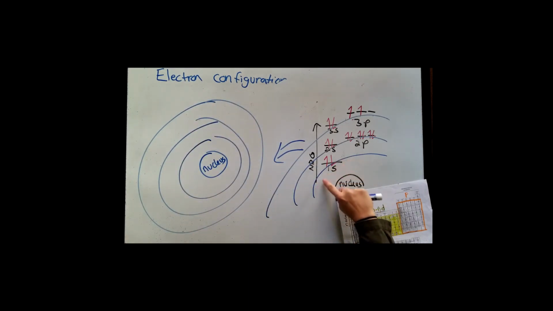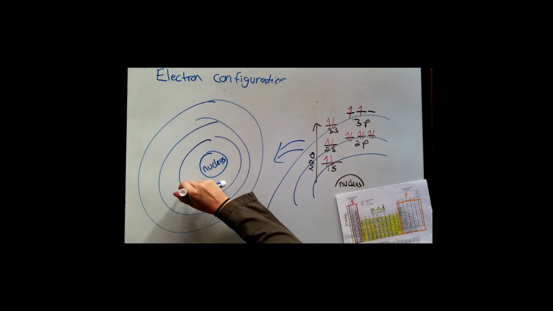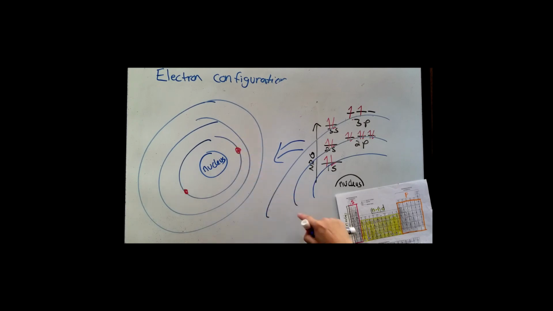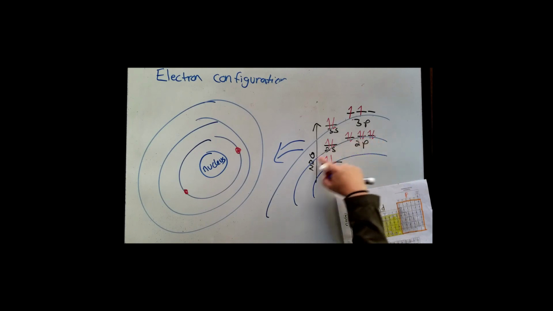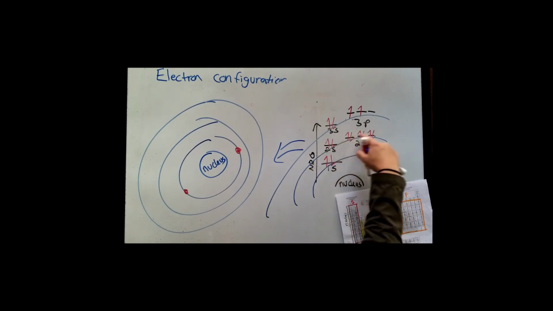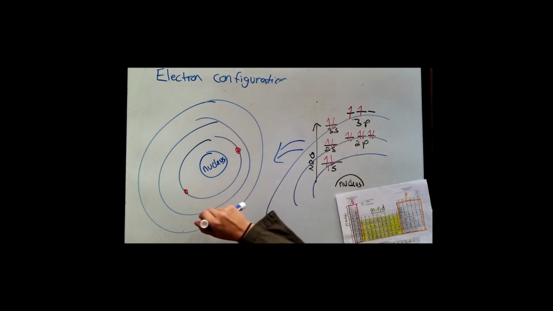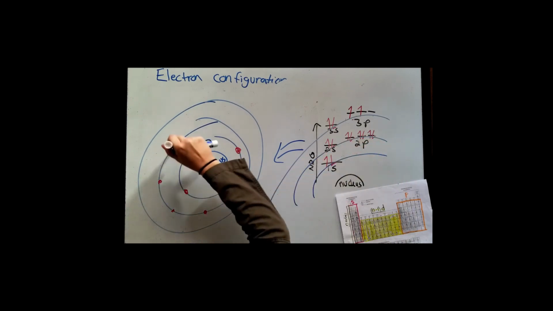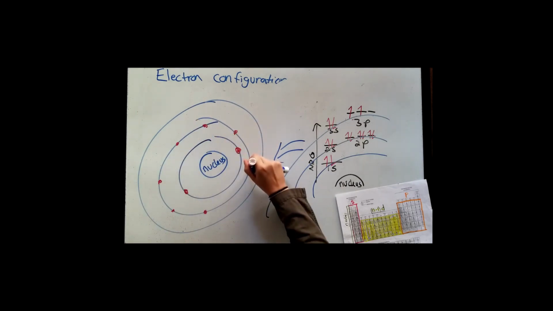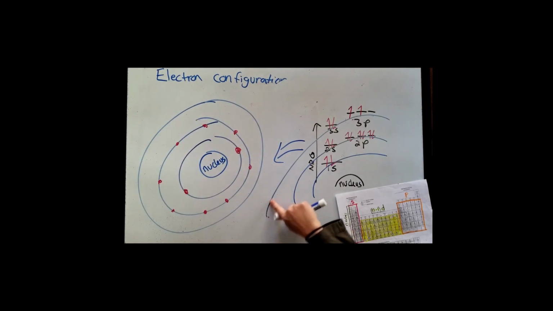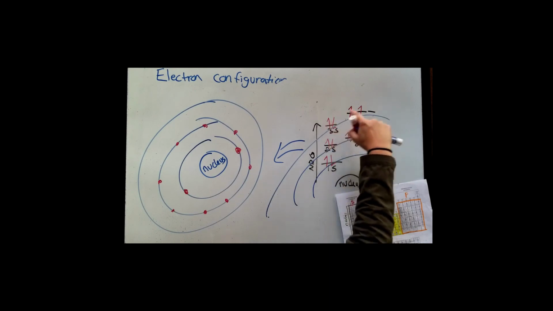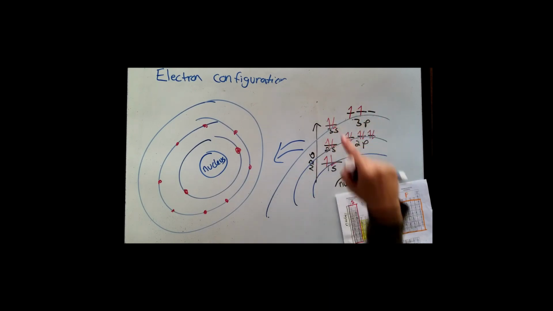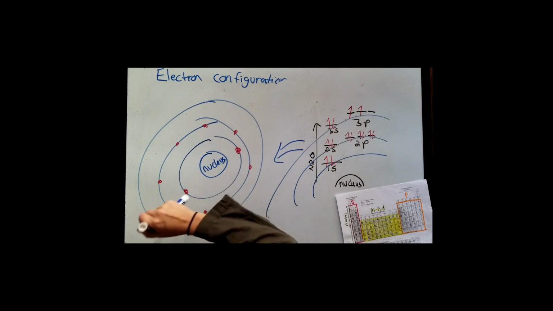The first ring is the 1s orbital, and it has 2 electrons. The second ring, all of these electrons in n=2 are on the second ring. So we have 2 from the s and 6 from the p. That's a total of 8 on the second ring. And then last but not least, on the third ring, we have 1, 2, 3, 4. 2 from the 3s and 2 from the 3p.